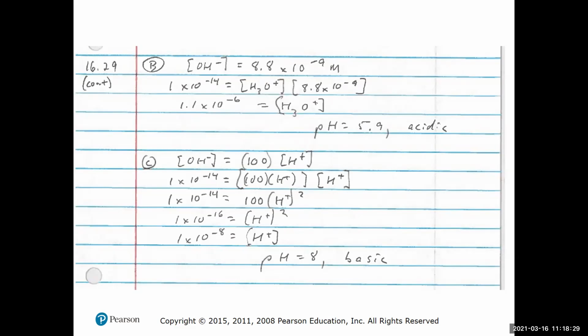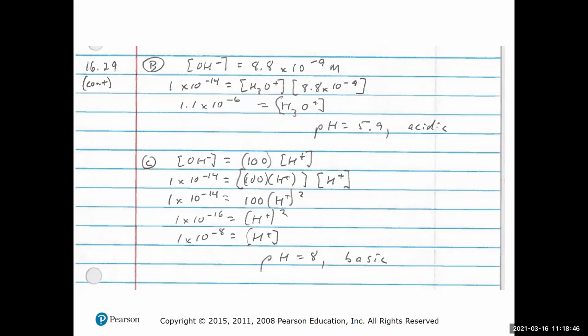Okay, so those two were pretty straightforward. We took advantage of that equilibrium of water equal to 10 to the minus 14, plugged in a concentration, solved, and found the pH to see if it's acidic or basic.